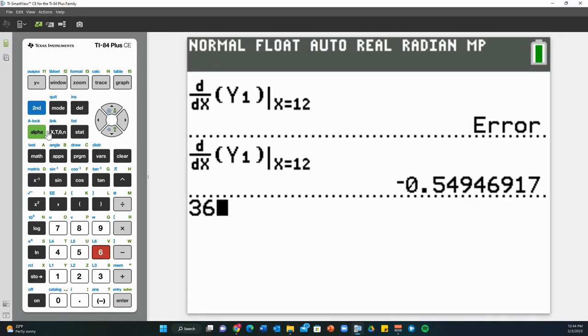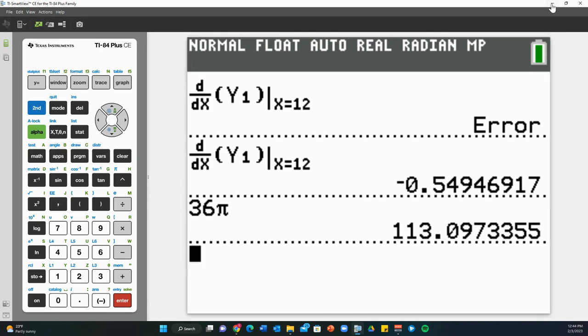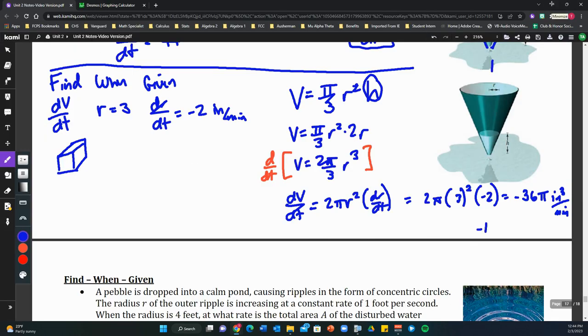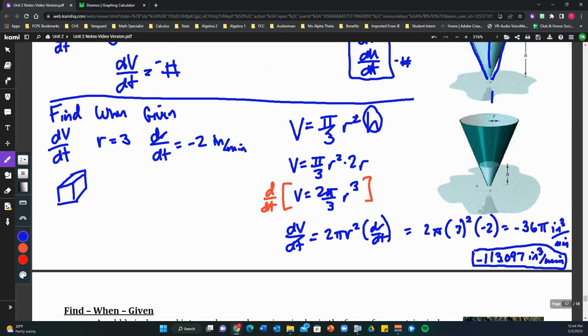So 36π would be 113.097 inches cubed per minute. So again, that kind of lines up with what we talked about before. As the water drains out of that cone, we knew that this volume was supposed to have a negative rate of change. Otherwise, it would have been describing that there was water being added to the cone, and we know that is not true. So this is the typical process of these problems.